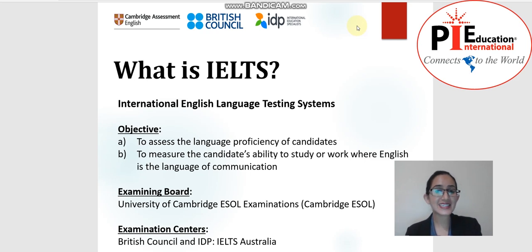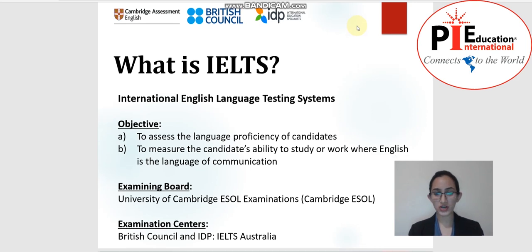So IELTS is one of the most popular language tests that students or people give in order to migrate or study abroad in these different countries, right? So this exam is given by the University of Cambridge, ESOL examinations, and it is given through two different centers. You can either give it through British Council or you can give it through IDP, which is IELTS Australia, right?